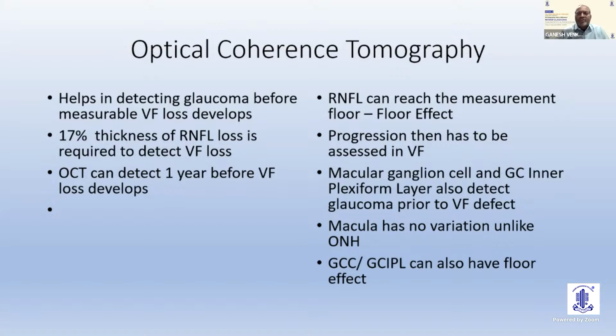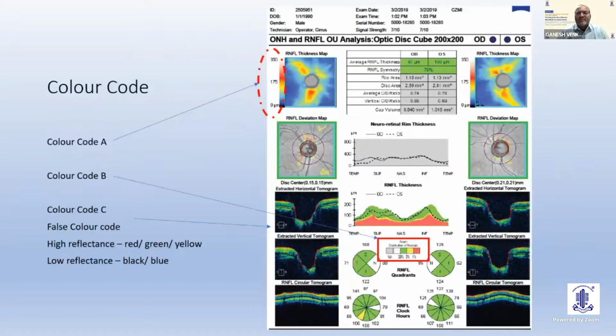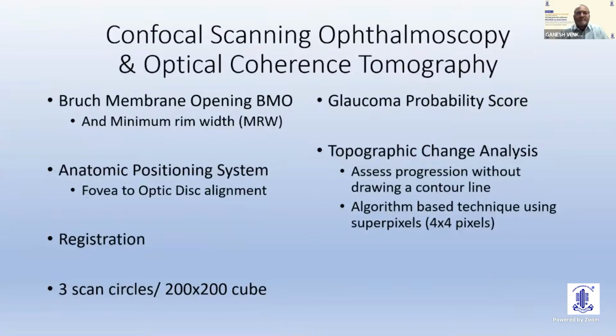The newer concept coming up is that the ganglion cell complex and the GCIPL can also have a floor effect. So many people recommend that you start looking at the disc parameters, for example the vertical CD ratio and the cup volume, for analyzing deterioration in progressive glaucoma in patients with very advanced field defects. And this is just a printout of the OCT, which shows that you have numerous color codes, and each color code is of different significance. Some are for representative purposes, some are for statistical comparative purposes.